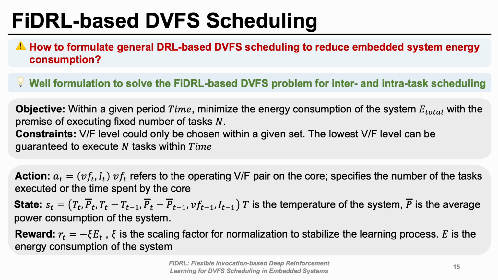Specifically, the optimization goal is to minimize the energy consumption of the system, given adjustable voltage and frequency levels. In terms of FiDRL, the action is to choose different VF levels and their applied intervals. The states combine general signals including system temperature, average power consumption, and the previous action. The designed reward is the energy consumption of the system, with a factor to normalize and stabilize the learning process.